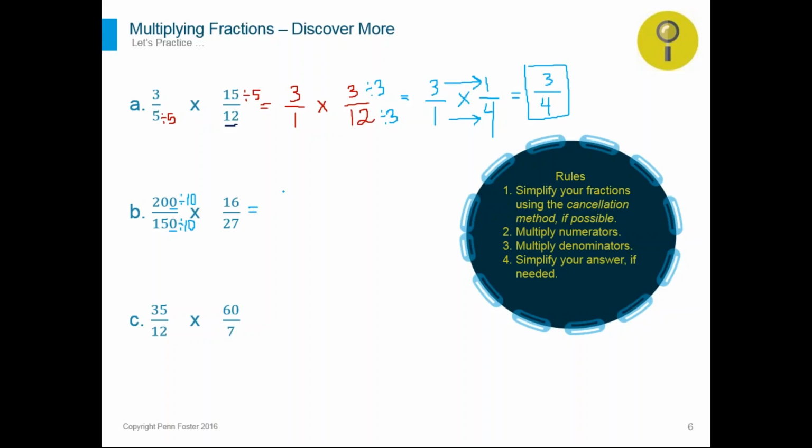Let's rewrite the problem. 200 divided by 10 is 20 over 15. I didn't touch the second fraction, so bring it as is. 16 over 27.